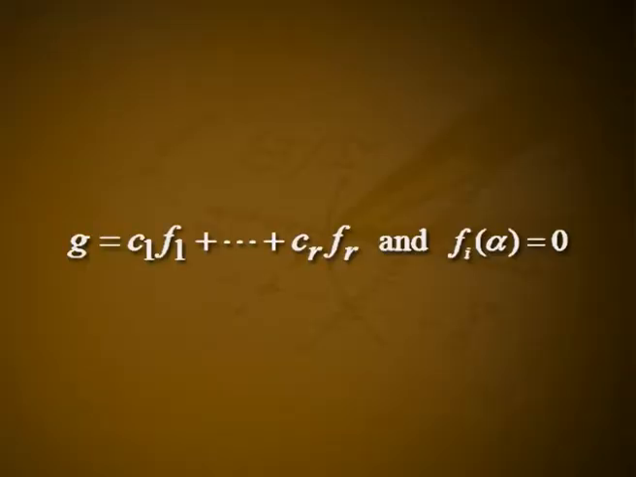Theorem 4: Let g, f1, ..., fr be linear functionals on a vector space V with respective null spaces N, N1, ..., Nr. Then g is a linear combination of f1, ..., fr if and only if N contains the intersection N1 ∩ ... ∩ Nr. Proof: if g = c1 f1 + ... + cr fr and fi(α) = 0 for each i, then clearly g(α) = 0. Therefore, N contains N1 ∩ ... ∩ Nr.